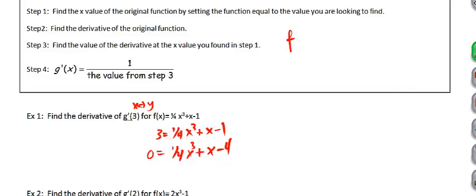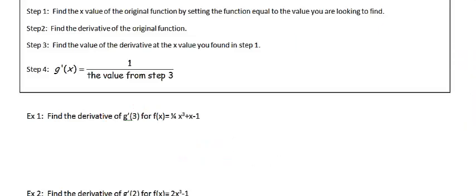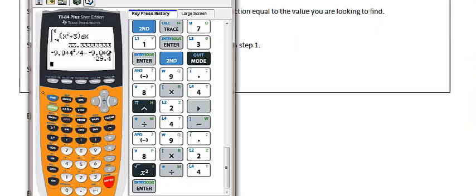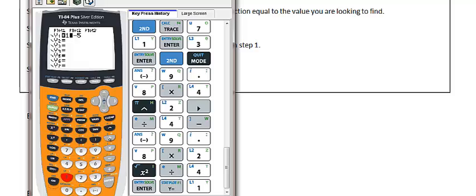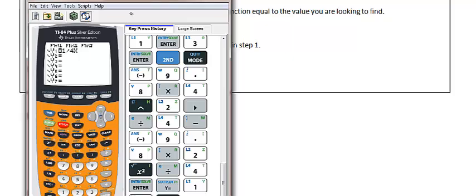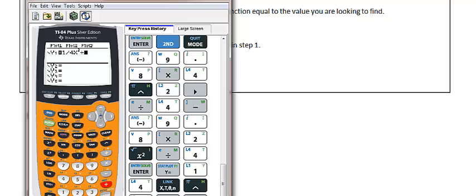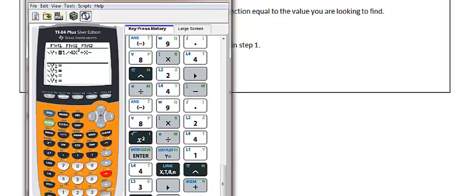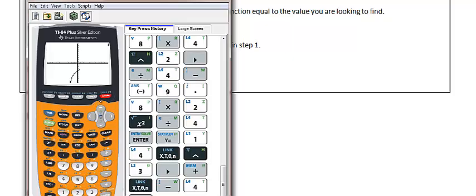All right, let's take a look at that. Go to the calculator. In my y equals, I have 1/4 x to the third plus x minus 4. I'm looking for this to equal 0. If you remember, inverses only really work if they pass the horizontal line test. In other words, when you do the inverse, it won't pass the vertical line test. So I'm hoping that this passes the horizontal line test.